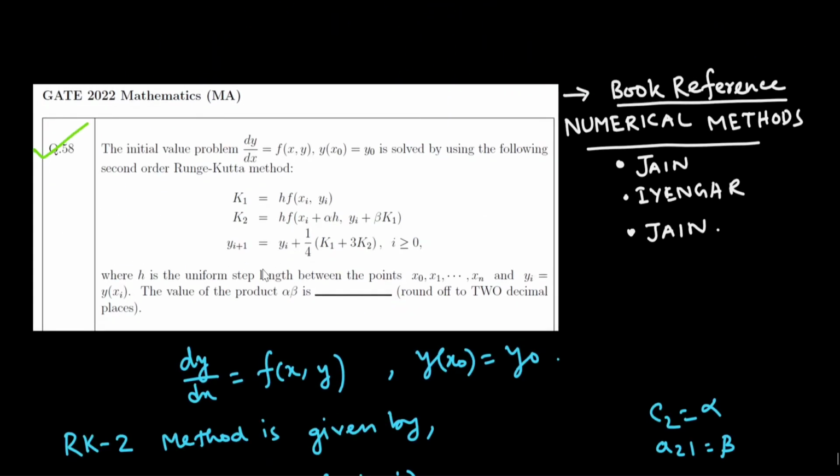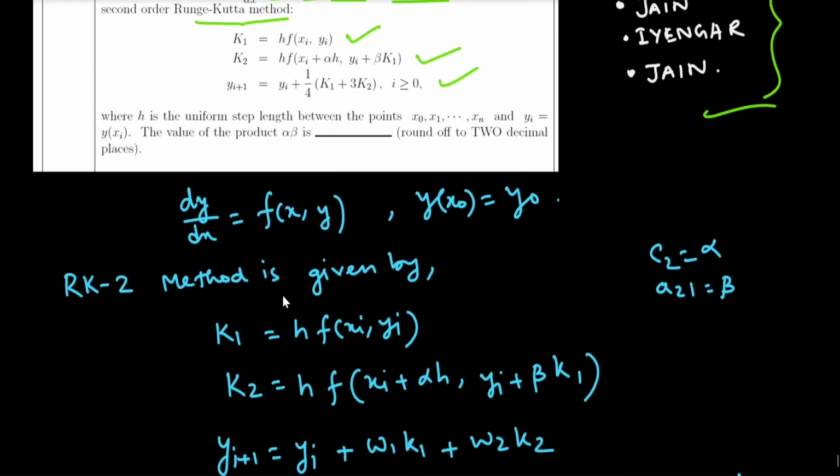Question number 58 says that the initial value problem dy by dx equal to f(x,y), y at x0 equal to y0, is solved by using the following second order RK method, Runge-Kutta method. K1 equal to this, K2 equal to this, and y(i+1) equal to this. Now for this problem, I also refer the book Numerical Methods by Jain. So you can check the book for these solutions and more solutions of this type of question.